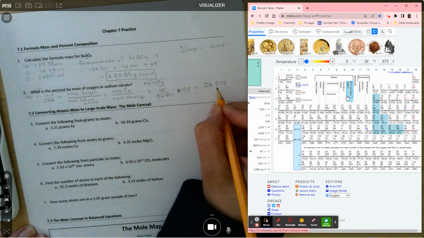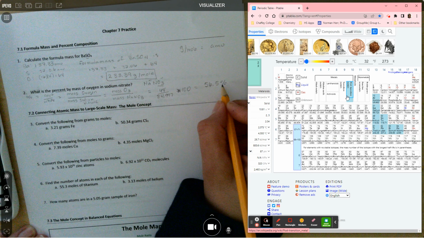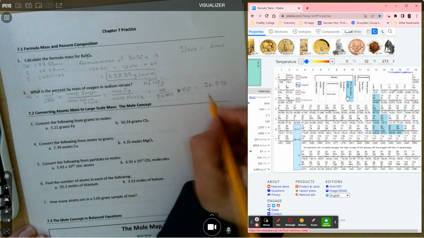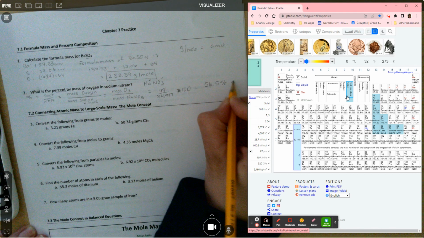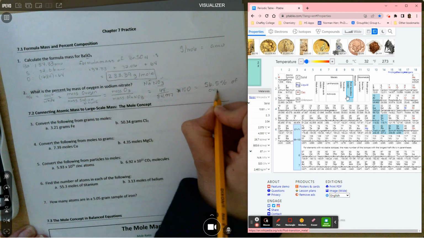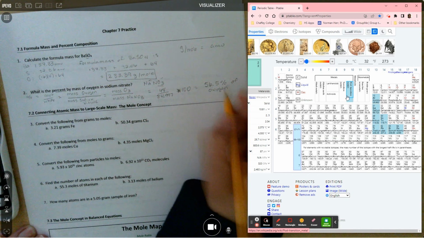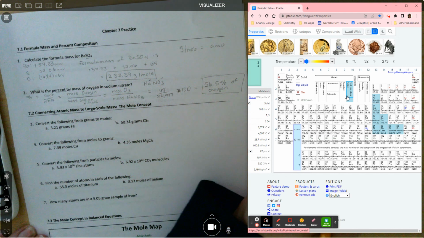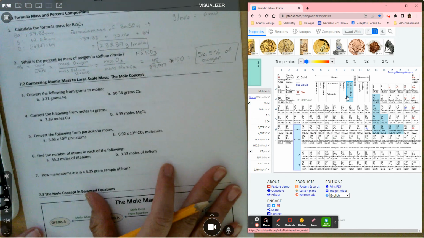So that's what this means. That means that we have this much oxygen inside of sodium nitrate. So the majority of sodium nitrate is oxygen. It's over 50% of it, of oxygen, in our sodium nitrate. Okay.